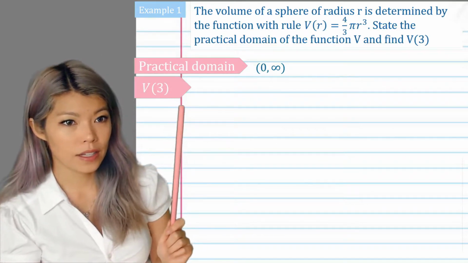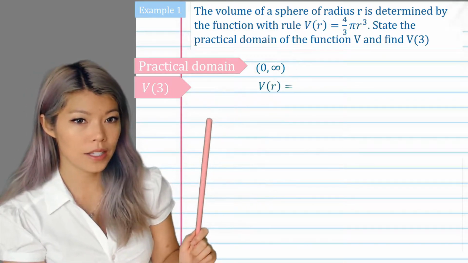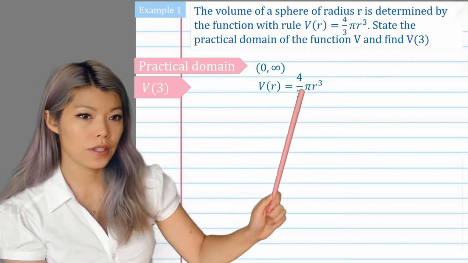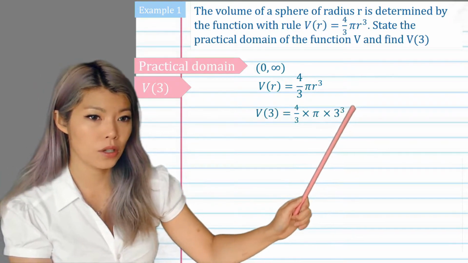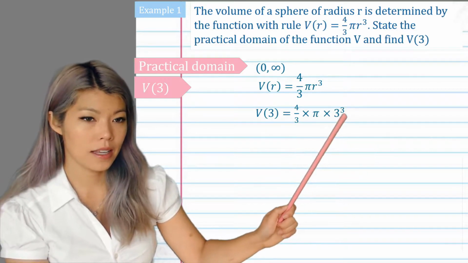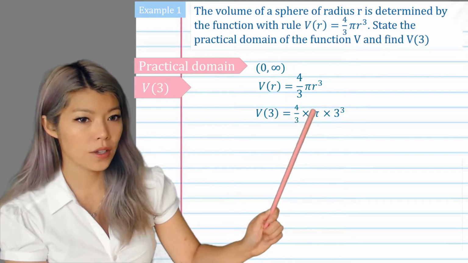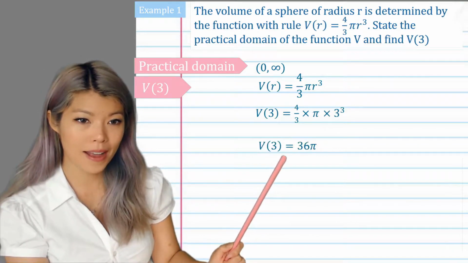V of 3, so the volume when the radius is 3, we would just plug in where r is 3. So 4/3 πr cubed would be 4/3 times π times 3 cubed. Now there's 3 threes there, 1 three there, so you cancel them out. You're left with 2 threes there and a 4 there, so 4 times 3, which is 12π.